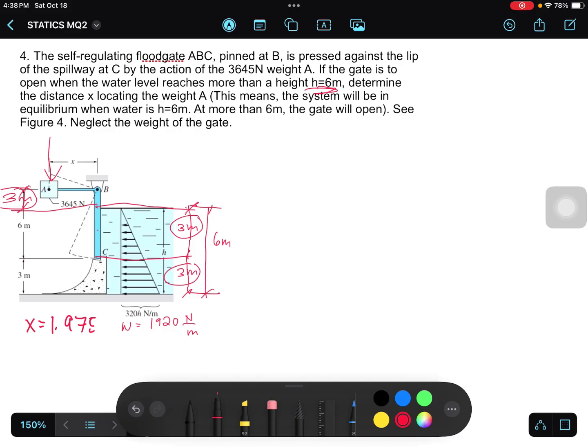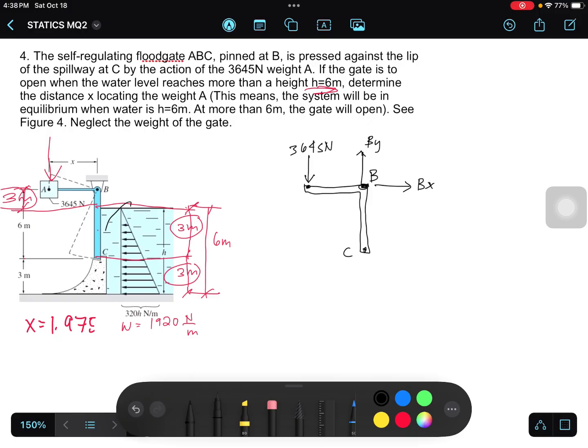Let's draw the free body diagram. So, what is our body dito? We have yung gate. Ganito ang shape ng gate. Nakapin siya dito sa B. Sabihin mo may vertical and horizontal reaction. You can name them Bx and By. So, our weight is at point A, and it is how much? 3645 Newton. And then, dito sa point C, meron bang nangyayari? Wala. Wala kang normal force.